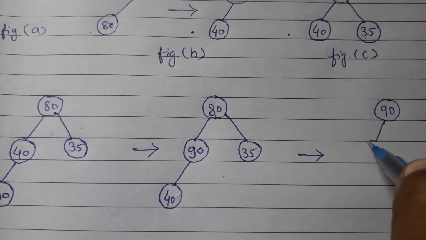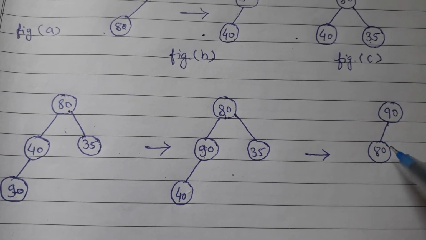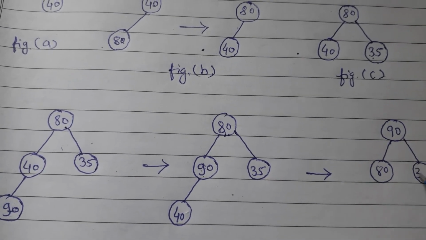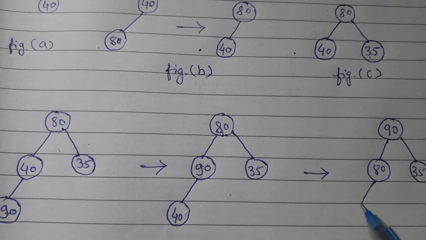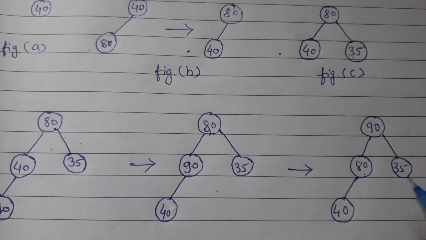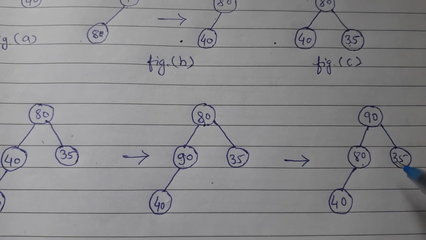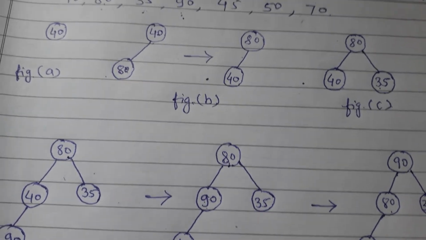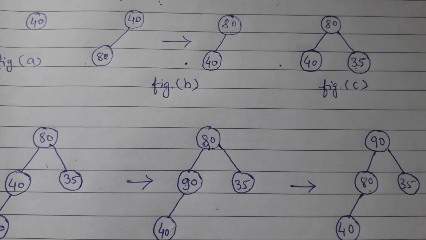Now 80 will be the left child of 90. 35 remains as it is. And here 40 will be the left child of 80. So in this way, now here you can see that this will be a heap. Okay. So now this is our figure D.